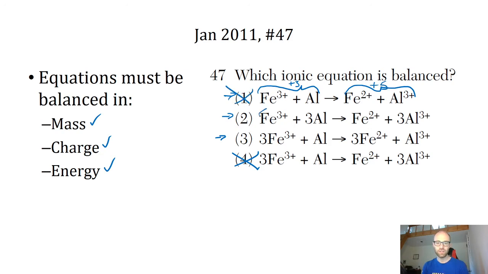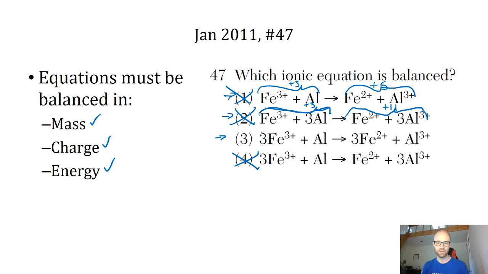The total charge here is +3. I'm going to try that again. And then the total charge here is actually 2 plus 9. 3 times 3 is 9. That's +11. So that's not right. So hopefully our number 3 here is the right answer.